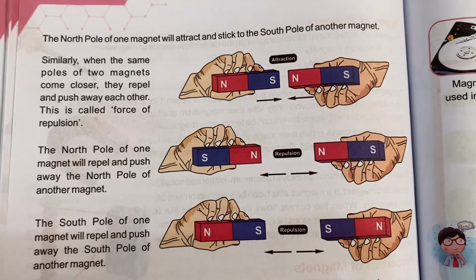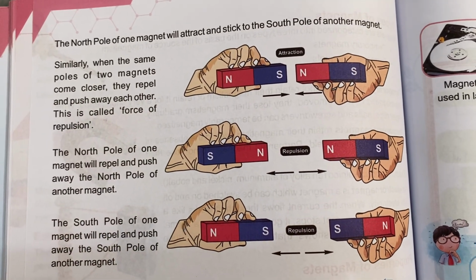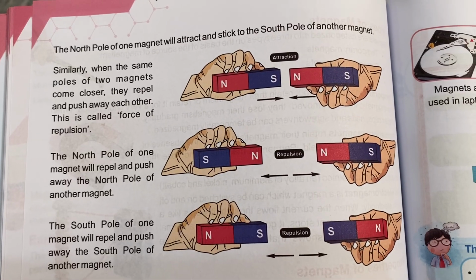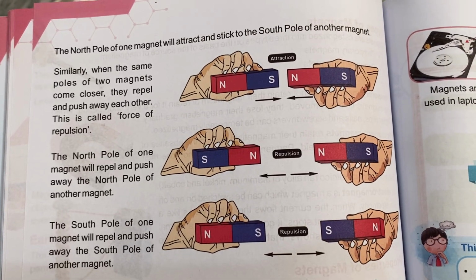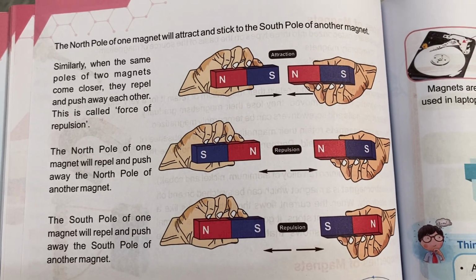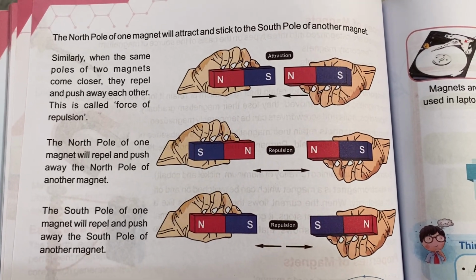The north pole of a magnet will attract and stick to the south pole of another magnet. Similarly, when the same poles of two magnets come closer, they repel and push away each other. This is called force of repulsion.